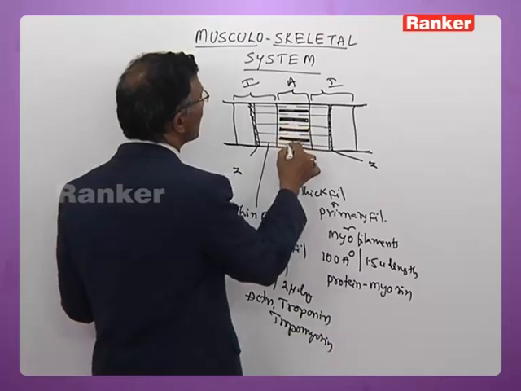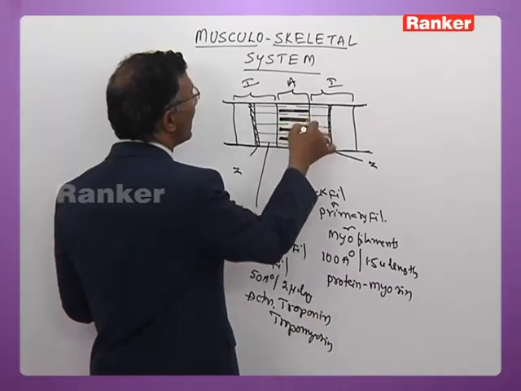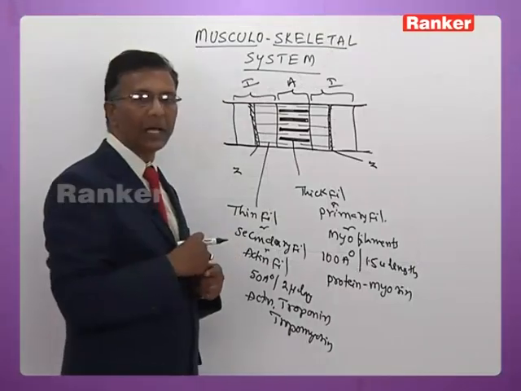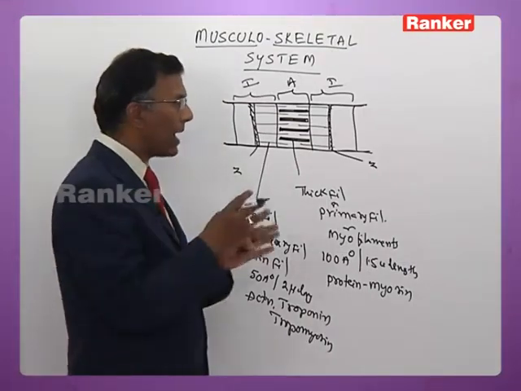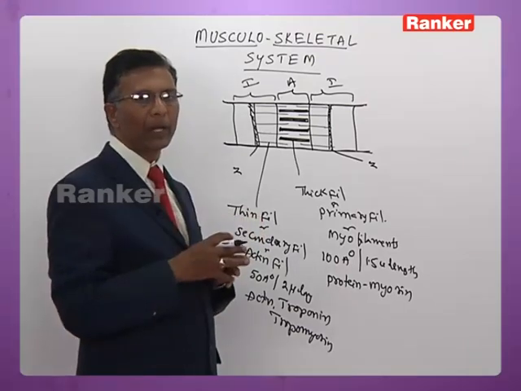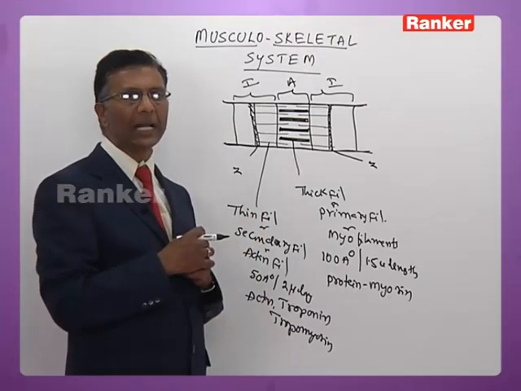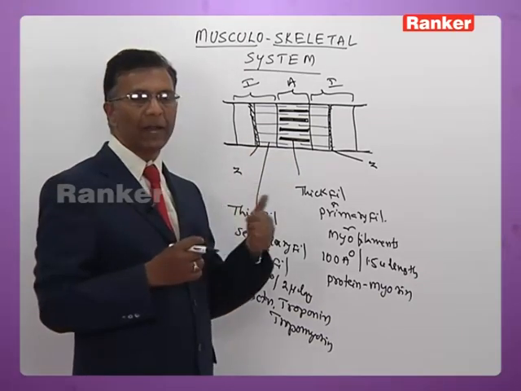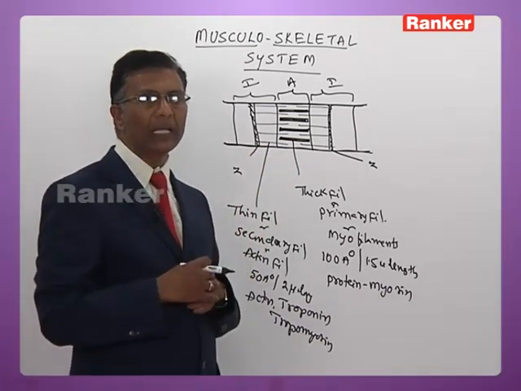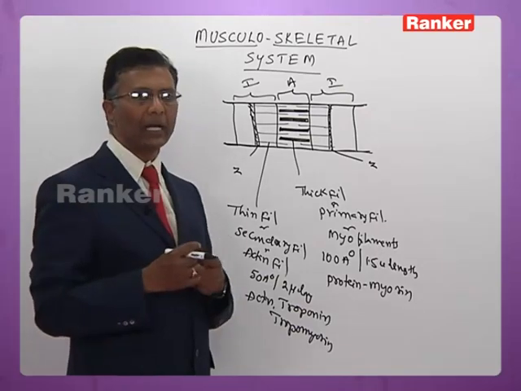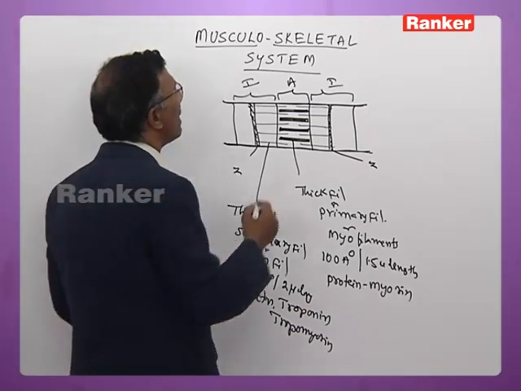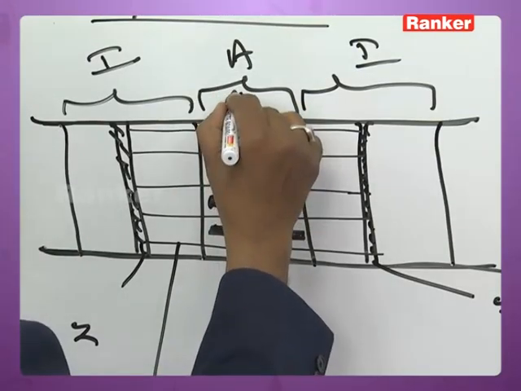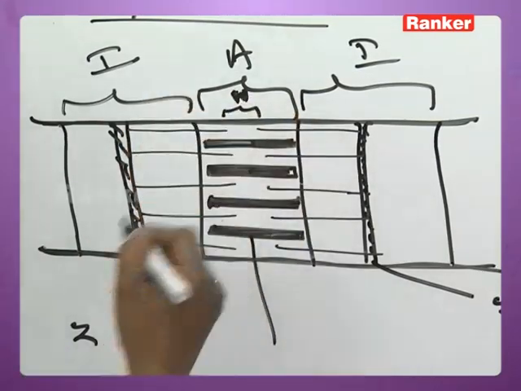The thin filaments extend into the A band. In the A band, on the lateral sides, both thick and thin filaments are present. That's why the A band, when you see it under the microscope, appears dark on the lateral sides and light in the middle. Because in the middle it has only thick filaments, whereas on the lateral sides it has both thick and thin filaments. We already learned that the middle light zone of the A band is called the H zone.